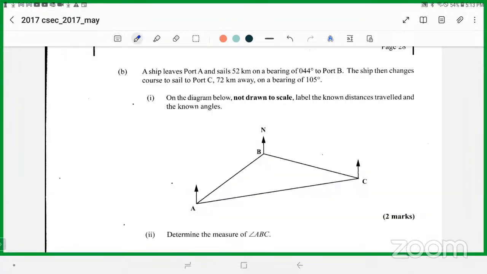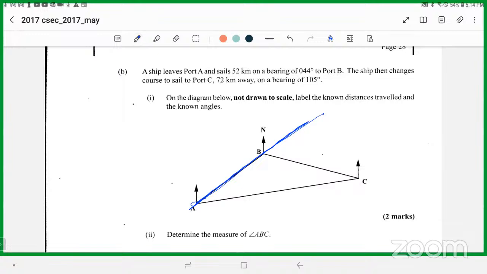So it says a ship leaves port A, this is port A, and sails 52 kilometers on a bearing of 044 degrees to port B. And this is port B. So it's telling us about the journey this way. The distance is 52 kilometers, and it went on a bearing of 044 degrees. It means that this line is on a bearing of 044 degrees.